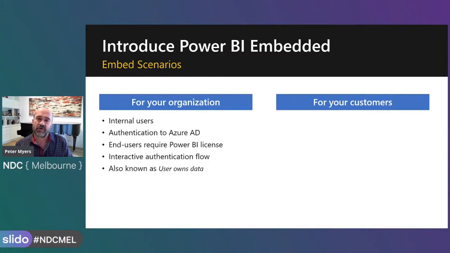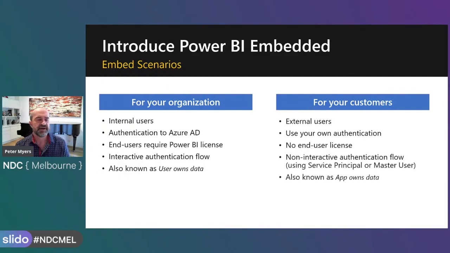Now, the other scenario targets more the ISV, and that is for your customers, where the user base are external users. And this allows your app to use its own authentication store and its own methods. The whole concept here is that your end users do not have licenses to access the Power BI content. It uses a non-interactive authentication flow using either service principal or what's known as a master user, and it goes by the name of app owns data. So the difference is internal users versus my app users do not have access to the Power BI content that we're hosting.